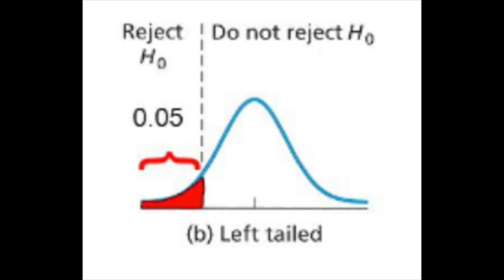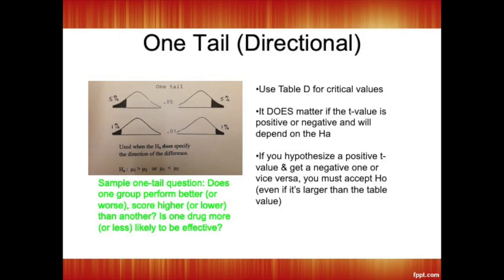And so if you hypothesize a positive t-value but you get a negative one, game over. You have to accept H0, even if it's larger than the table value without the appropriate sign. Okay, so look for those directional words in the hypotheses. If you see a directional word, you know it's a one-tail. If you don't see any directional words and instead you see words like difference, differently, different, representative, not representative, then those are going to be indications of a two-tail test.